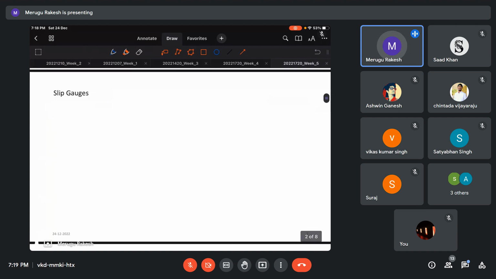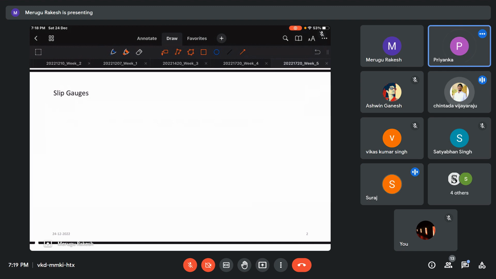So let us start with these slip gauges. Anyone know about slip gauges? Can you tell me the purpose of using these slip gauges? Anyone? For measuring distance between two surfaces. Okay. Sir, they are dimension blocks which we can use like a comparator. Okay.